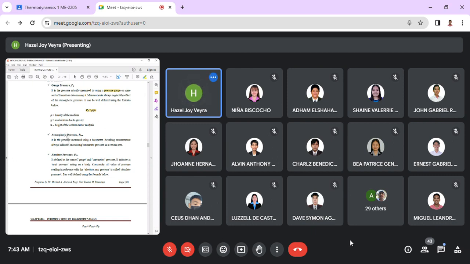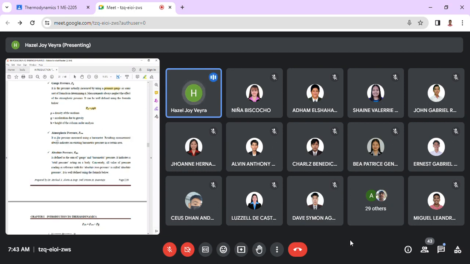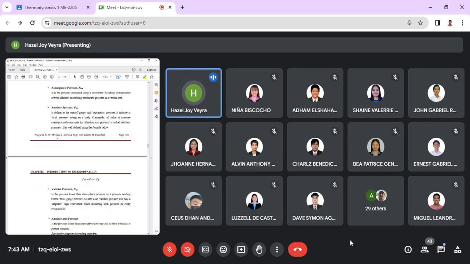Okay. Next we have atmospheric pressure. So atmospheric pressure is the pressure measured using a barometer. It is the resulting measurement. So the resulting measurement always indicates an existing barometric pressure in a certain area. So P atm.